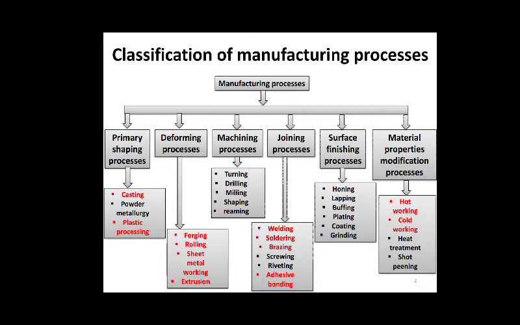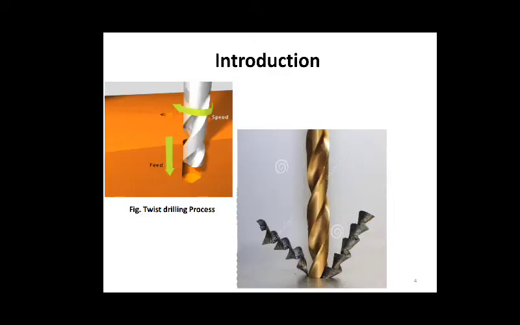Now we are going to see the next, that is drilling. Drilling is producing a cylindrical hole by removing material by the rotating edge of a cutting tool called a drill. In the figure you can see the drill bit. This drill bit rotates about its axis and meanwhile it pushes downward, so that it removes the material from that place.